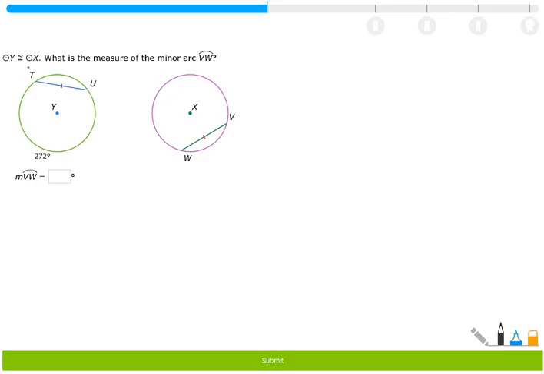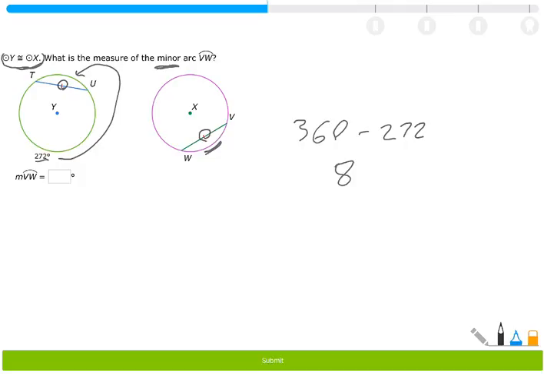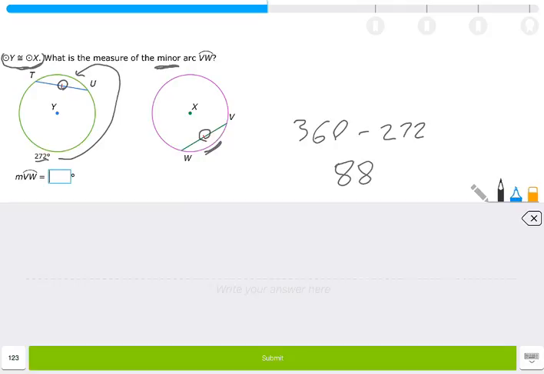Okay, so now it's giving us two separate circles, but we do know that the circles are congruent, which means they're the same size. So if we have two congruent arcs, and it even tells us this is 272, so we've got to find the minor arc, VW. So we know that this arc up here is the same as this arc over here. So we just go 360 minus 272. So that's going to be 88, I believe. Wait, let's do that again. Yeah, 88 degrees, okay.